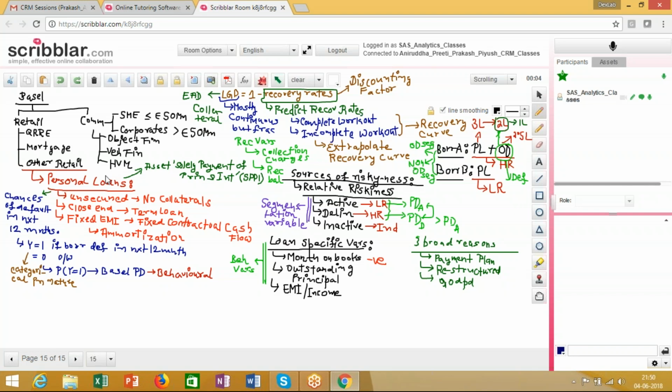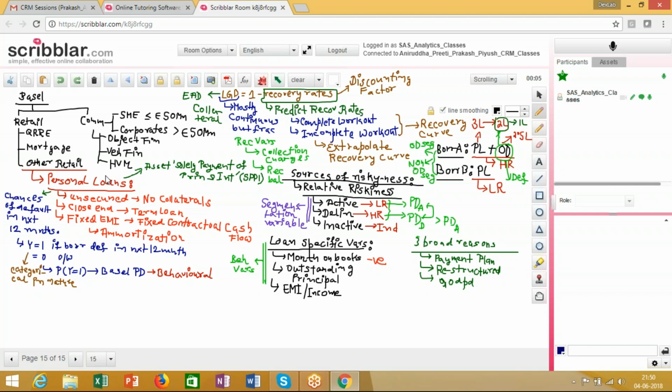Coming to the next part, the second set of the lending books of the bank comprises commercial borrowers. There are two broad types of commercial borrowers that we generally come across. One is the small and medium scale enterprise, SME, where the total turnover is less than 50 million euro, and for corporates it is greater than 50 million euro. Within commercial products, there are different kinds of products such as object finance, vehicle finance, highly volatile real estate portfolios, and so on.